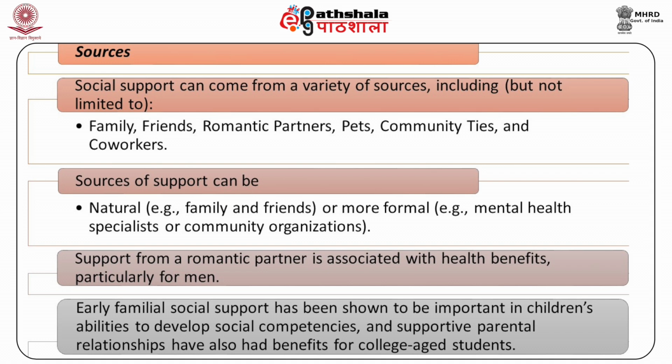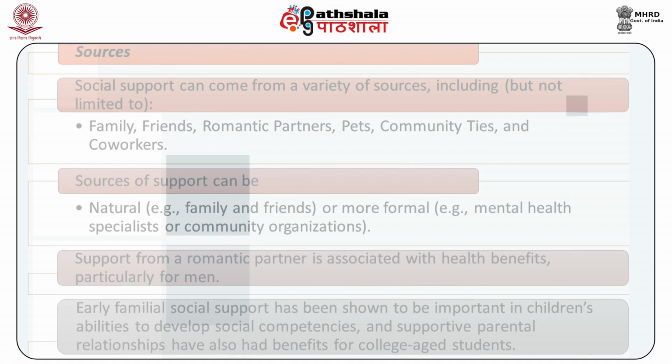Early familial social support has been shown to be important in children's abilities to develop social competencies, and also supportive parental relationships have been found to be beneficial for college-aged students as well.